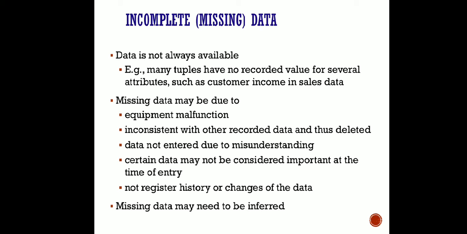Sometimes data are also not available. Missing data can, in these kinds of situations, also arise from equipment malfunction, or because the data was inconsistent with other recorded data and thus deleted. Say we are trying to map one database to the other, and we followed some normalization concept.